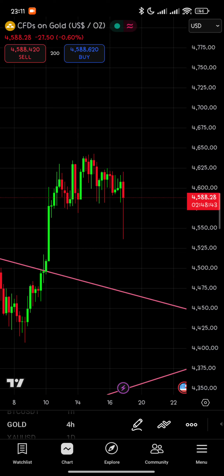Today I'll be analyzing the chart on Friday the 16th of January to see whether the chart has broken below, and what it is going to do right now.